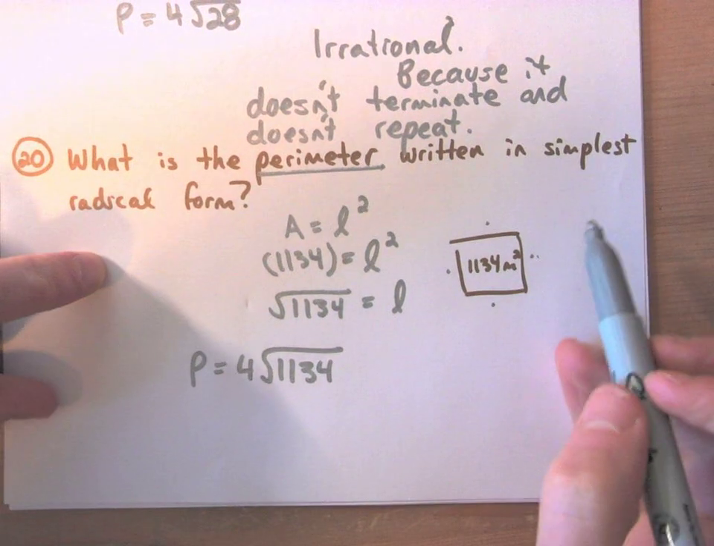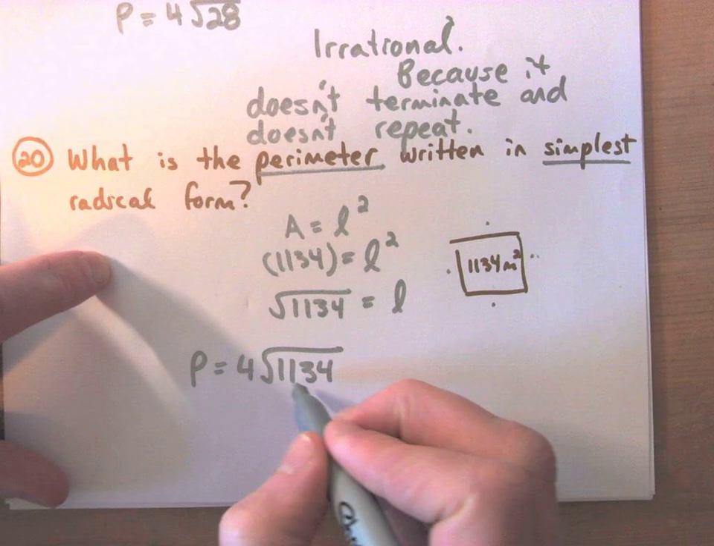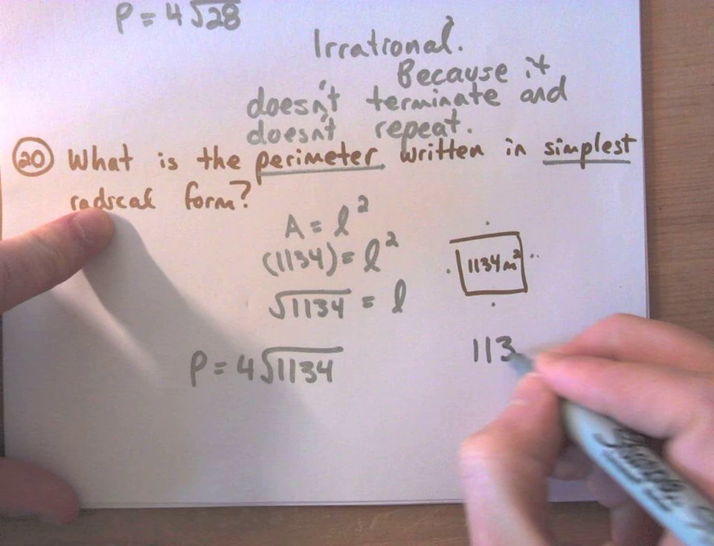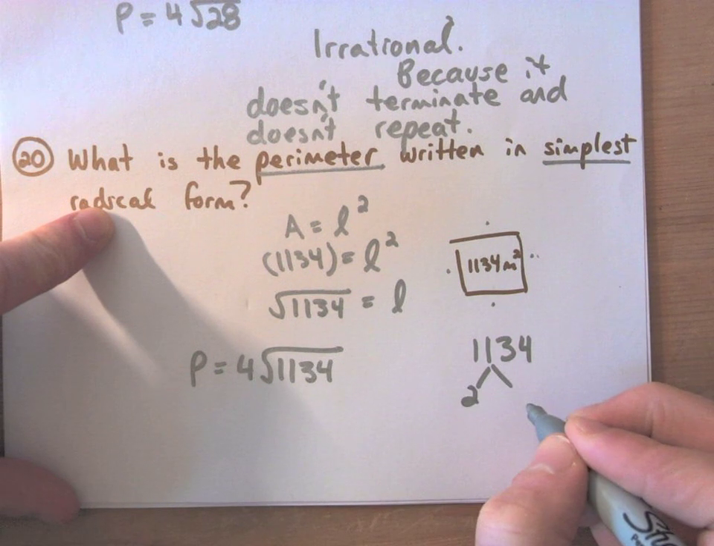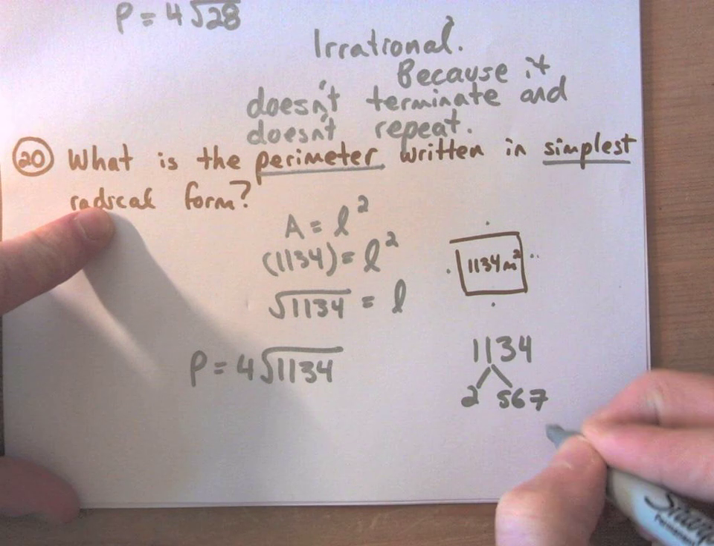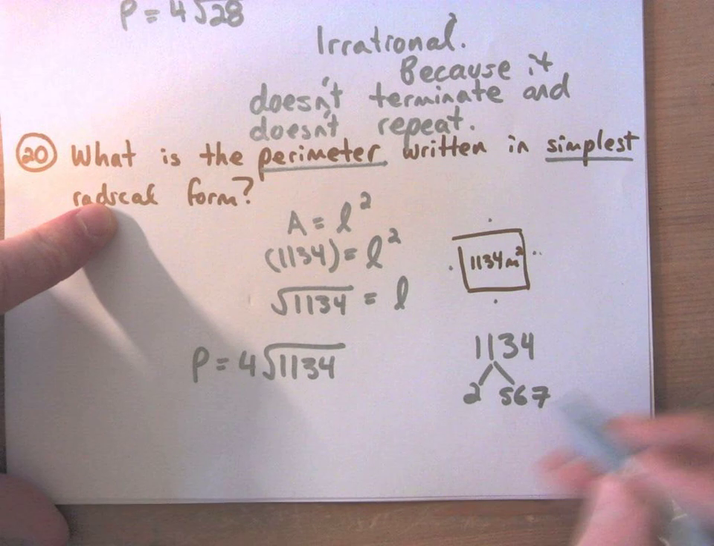Nice, but it says it wants it in simplest form. This is not simplest form. We have to make this radical as small as possible. So let's prime factor. So 1134, I know 2 is going to go into there. That'll leave me with 567. That's kind of a tougher one, so I'm going to use my calculator and see what numbers go into there.